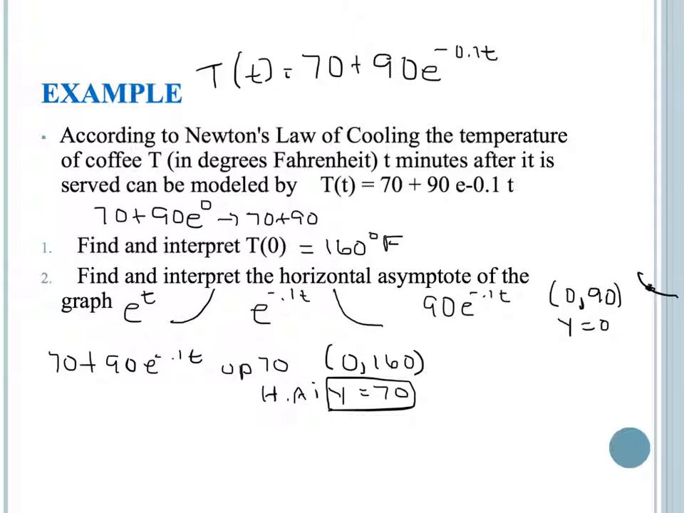And my interpretation is that that's 70 degrees Fahrenheit. So my coffee is going to cool down, or get closer and closer to 70 degrees. And so I bet that having started at 160 degrees, which is incredibly hot coffee, and going down towards 70 degrees, that this 70 degrees is room temperature. And who wants to drink room temperature coffee? Yuck.